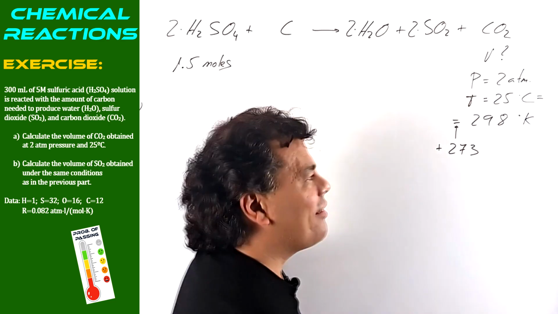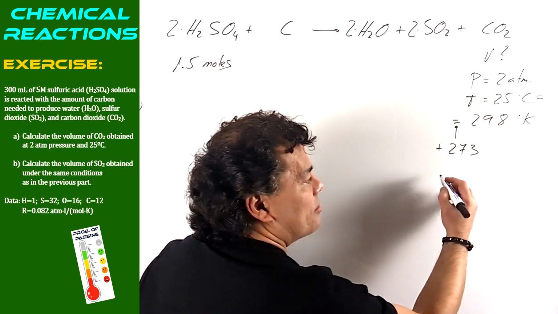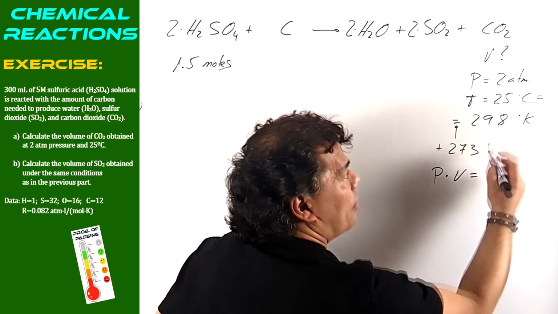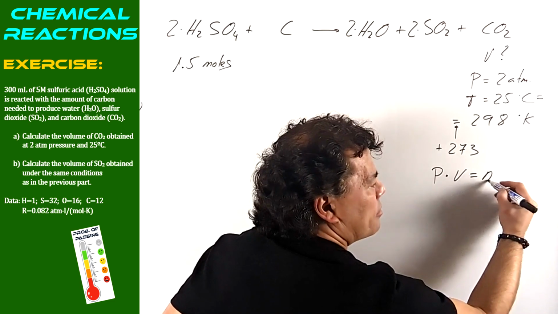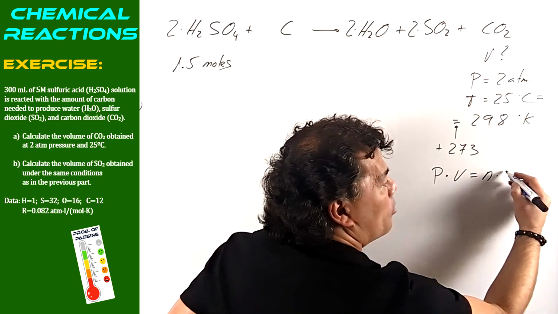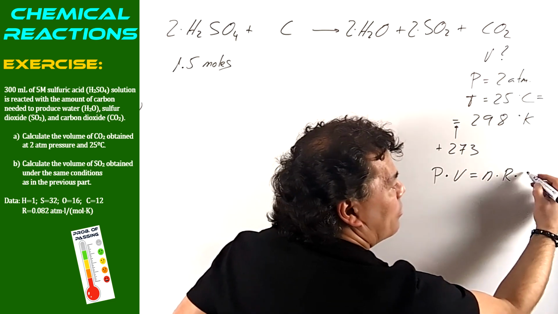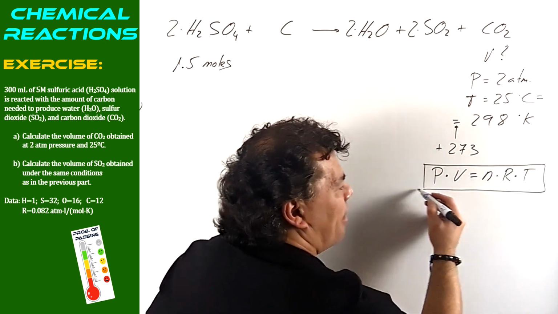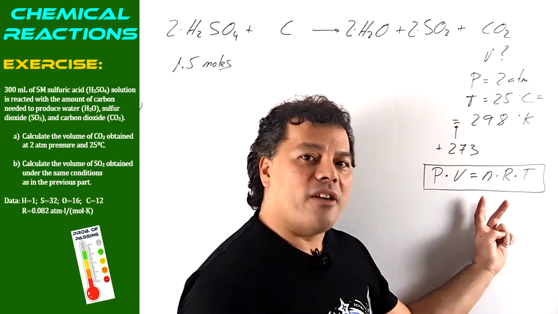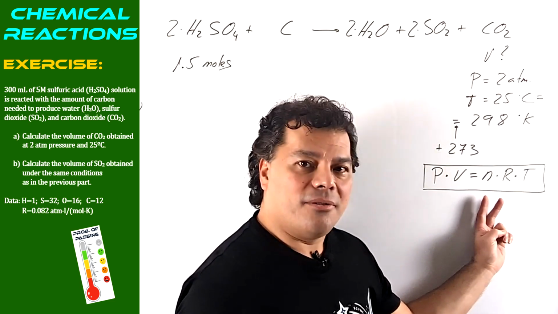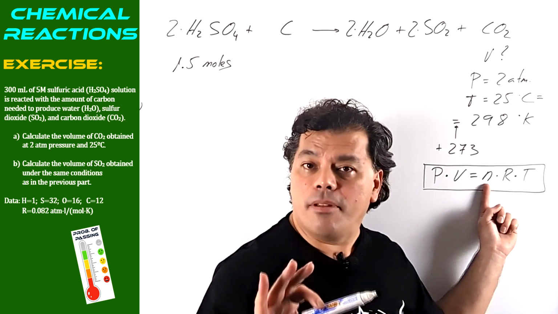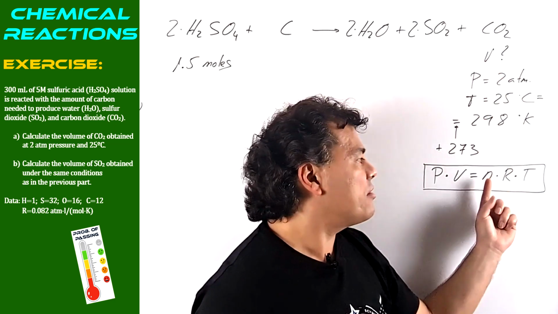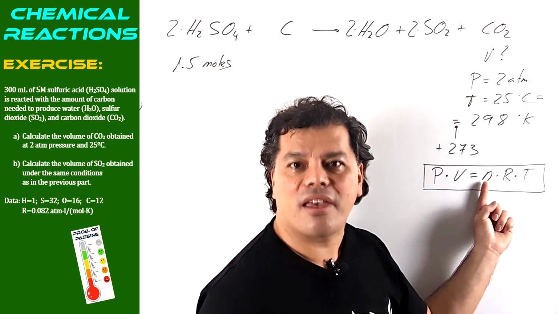Don't you think that they are inviting us to use this equation? Pressure multiplying volume equals number of moles of carbon dioxide multiplying the Rydberg constant and multiplying the temperature. And this is the general ideal gas equation that will lead us to the solution. Please keep in mind that we don't need grams of carbon dioxide. We just need moles of carbon dioxide obtained.